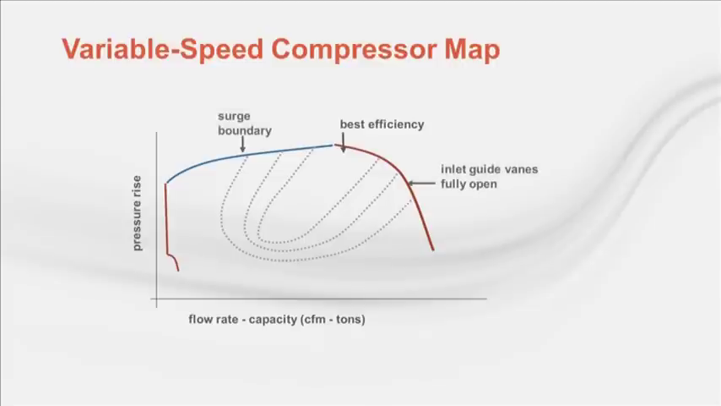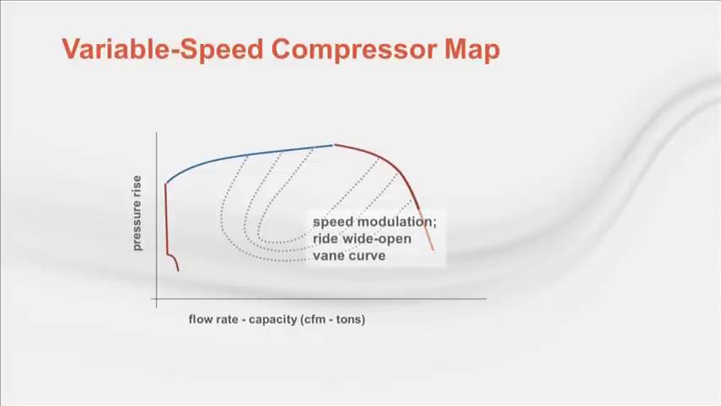Looking at different portions of the operating map, the compressor capacity modulation relies on different control algorithms. In the high capacity region of the operating map, speed modulation is generally all that is needed to modulate the compressor flow. In this region, the system will ride the wide open guide vane curve to achieve the balance point between the needed pressure rise and compressor flow rate.